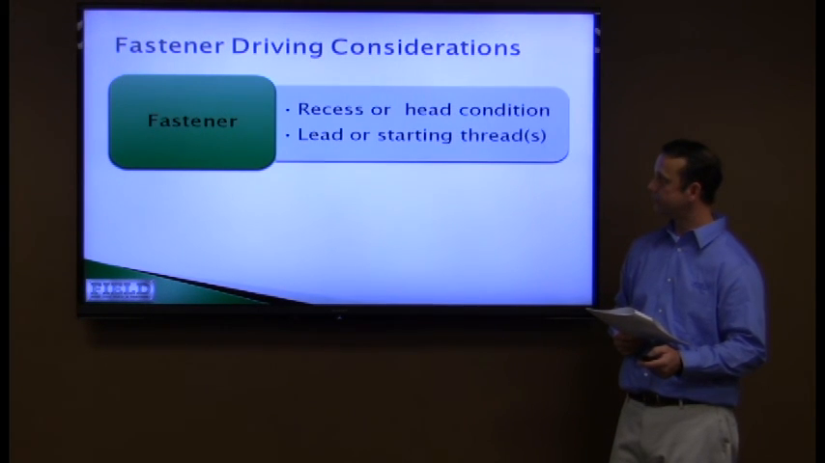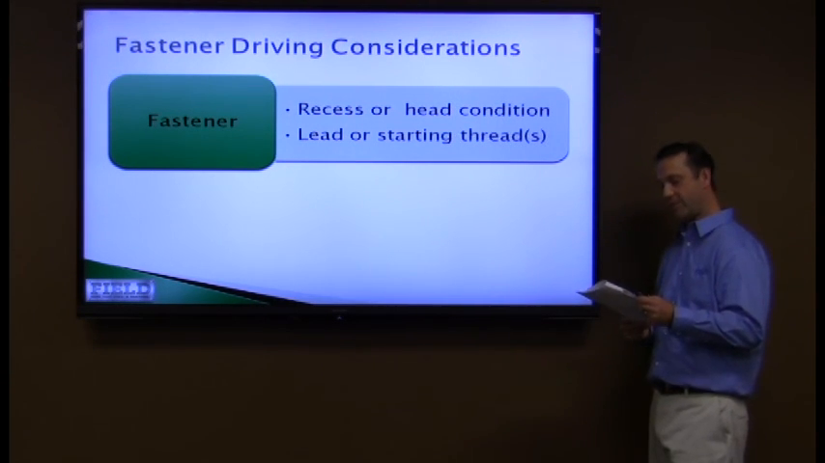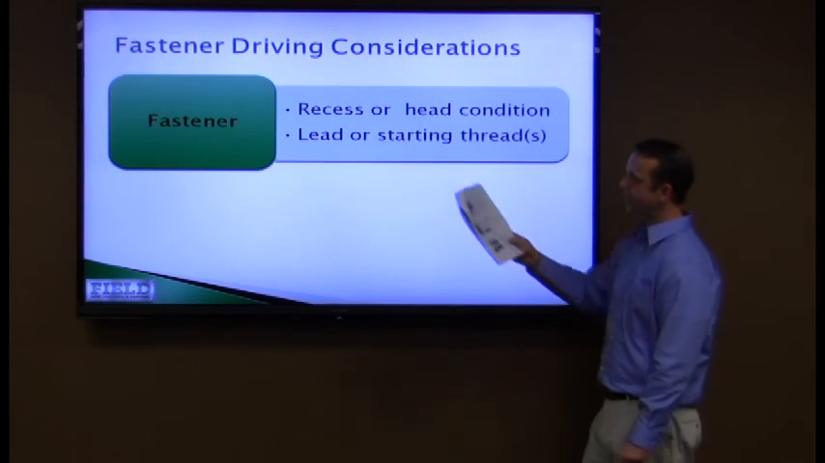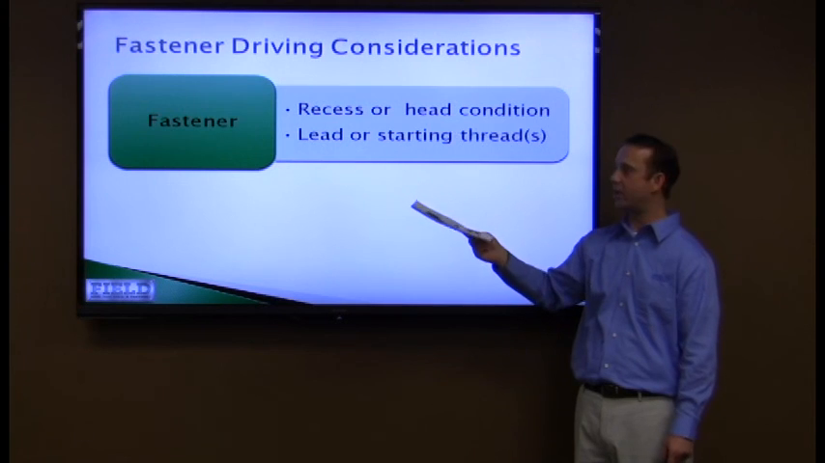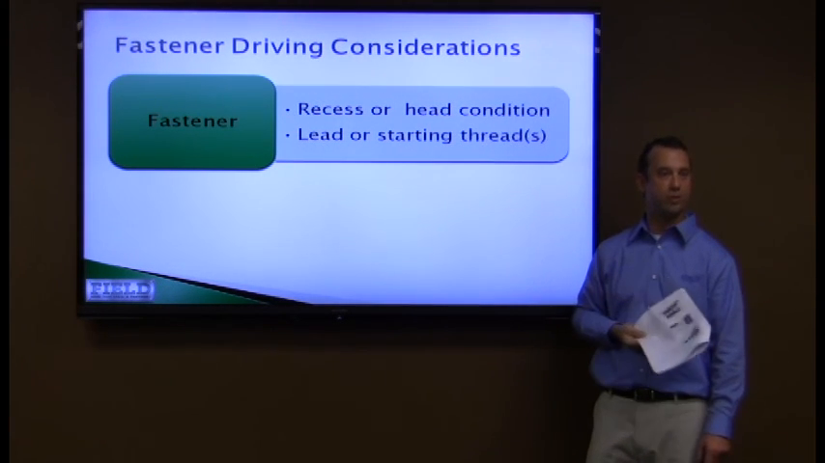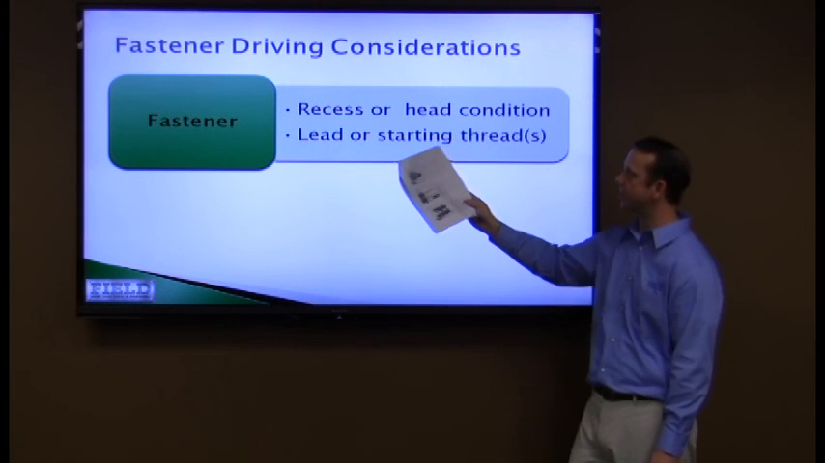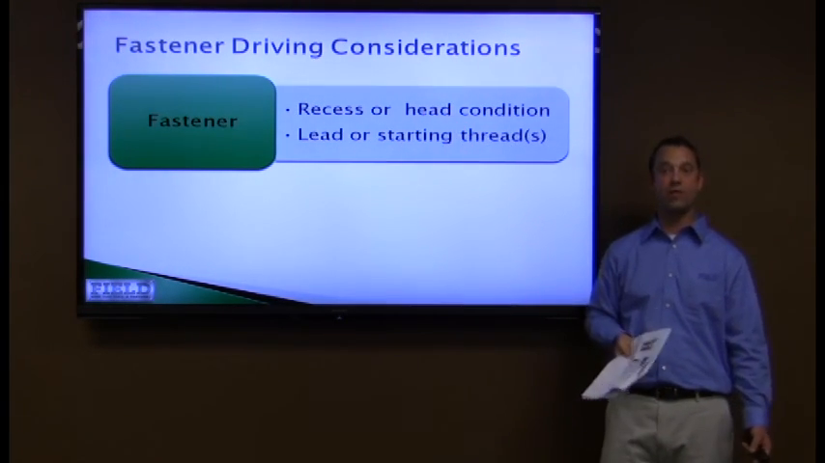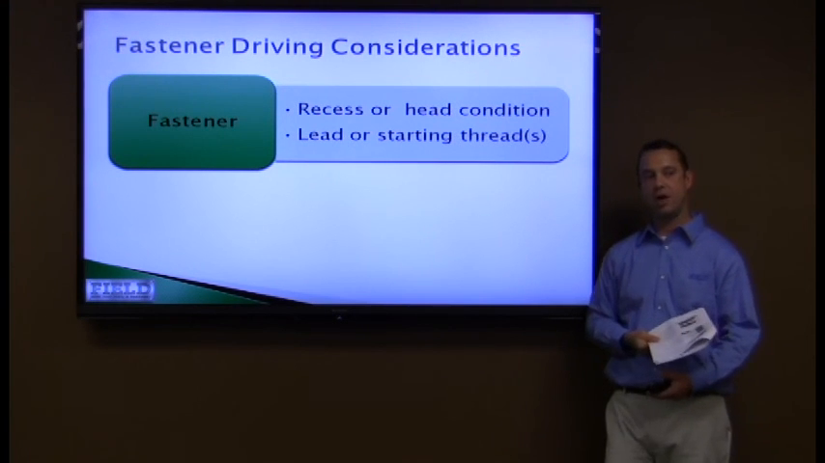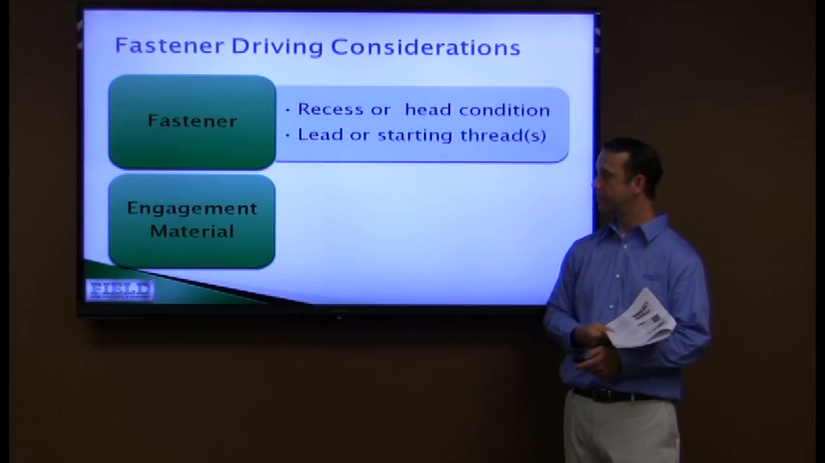Other considerations: you want to look at the recess or the head condition, and look at the lead or skirting threads. Generally, this is in cases of a tapping screw, not necessarily a machine screw and a nut, but if you had a Trilobular screw or a Taptite, you want to look at the lead threads. Are these creating too much friction? Is your head oversized or undersized? A different size bearing surface will affect your torque-tension relationship as well.